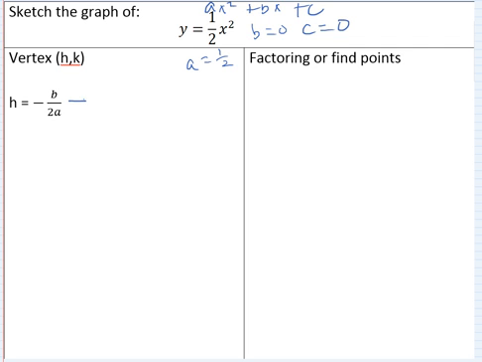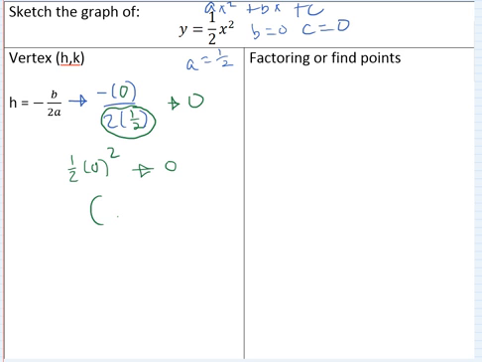So we're going to plug that into our vertex formula, so I get negative b over 2a. So b is 0 and a is 1 half. Well, this part doesn't really matter because I have 0 divided by it, which is still 0. Plug in 0 into 1 half x squared. 0 squared is 0 times a half is still 0. So my vertex is 0, 0.